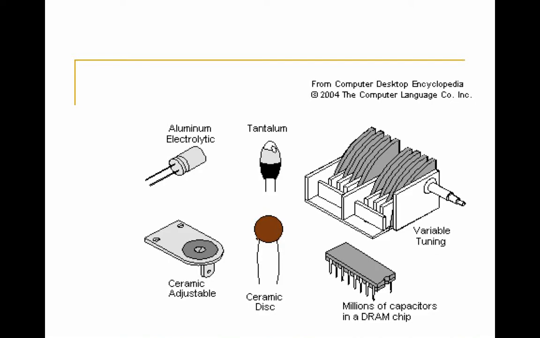So there are different types of capacitors that we see in everyday life, starting from this old variable tuning capacitor to all of these fancy new ones, some of which are very, very tiny, and these old ceramic discs and the ceramic adjustable and so forth. So we've seen these, and as I said, the purpose of these electronic devices is basically to store energy.